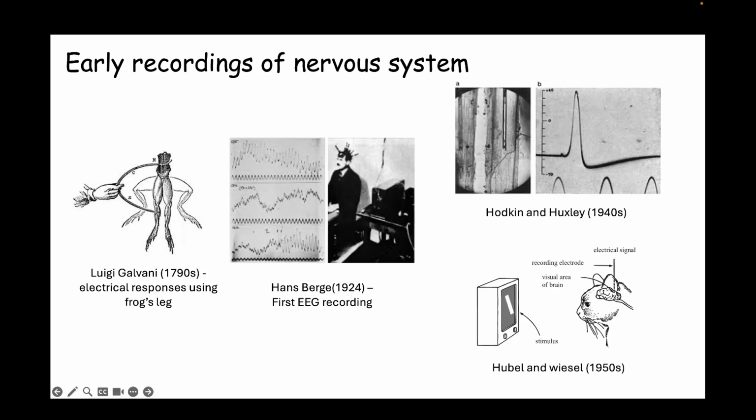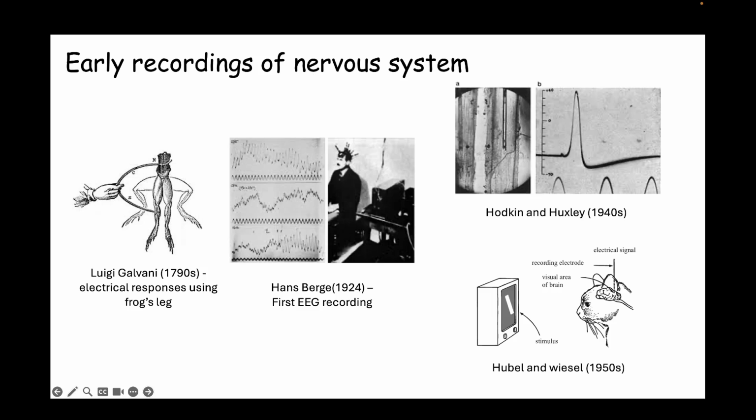So there were very early recordings of the nervous system done by Galvani in the 1790s, where they recorded electrical impulses from the frog. And coming over time, there have been many recordings of electrical impulses in the nervous system. In 1924, this was the first EEG recording, done by Hans Berger, also known as the father of EEG.